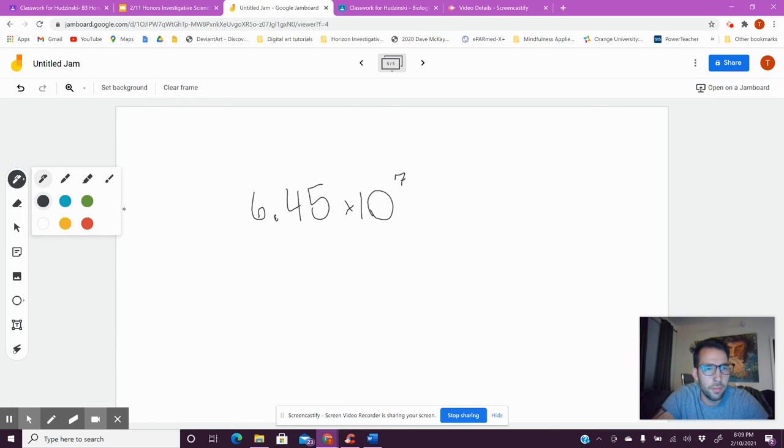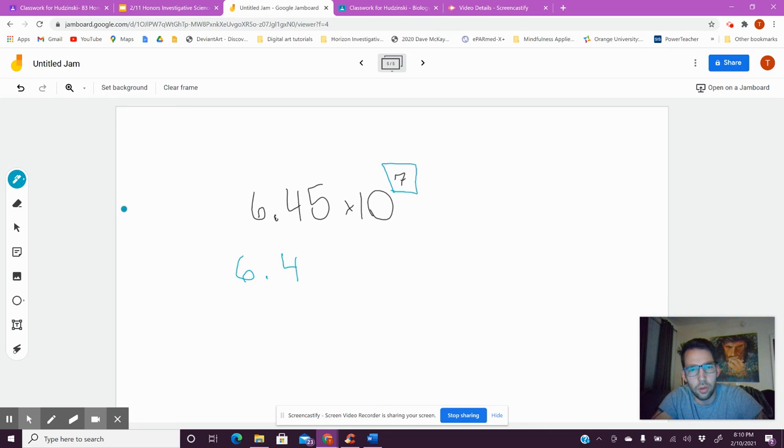And with this one, exponent is 7. It is positive, so I'm moving my decimal to the right. If I were to rewrite, I'm going to give myself a little more room here. 6.45. I know I'm going to move it to the right 7 times. So 1, 2, 3, 4, 5, 6, 7.